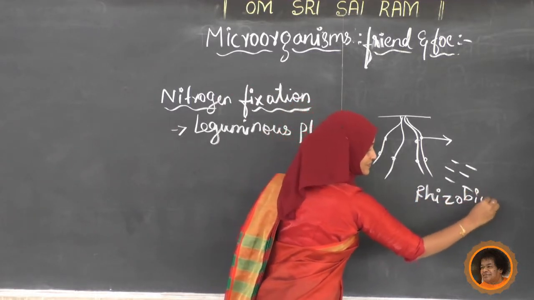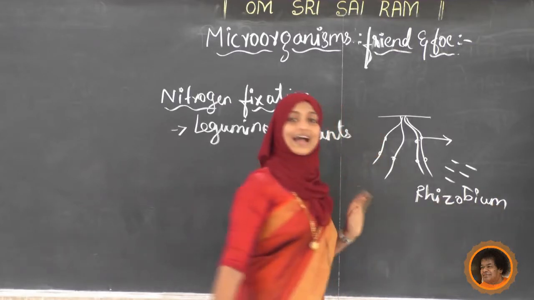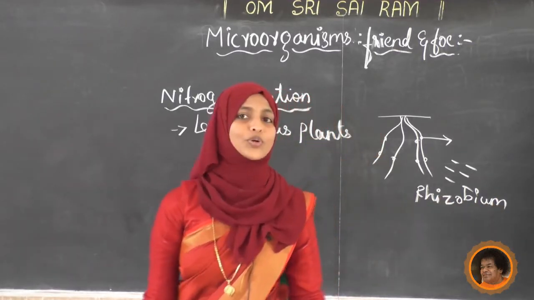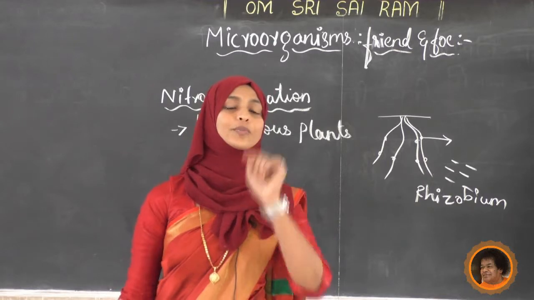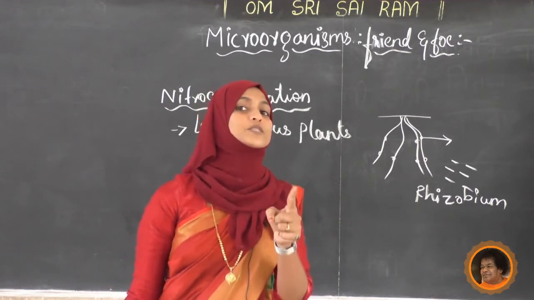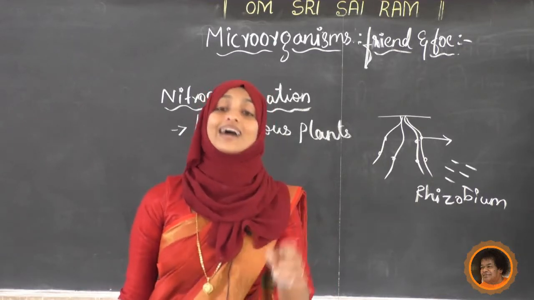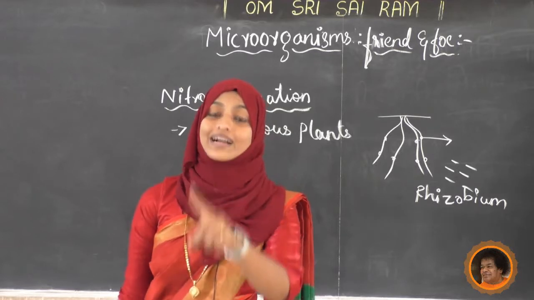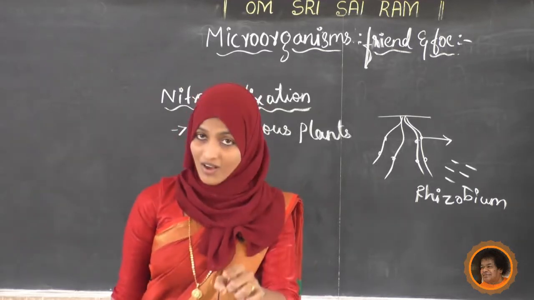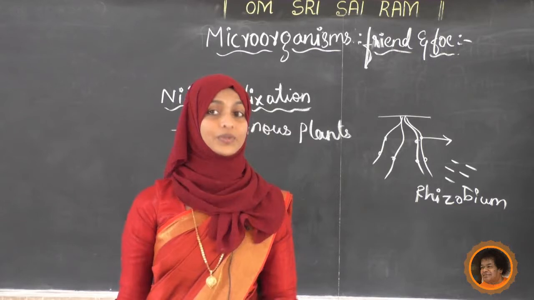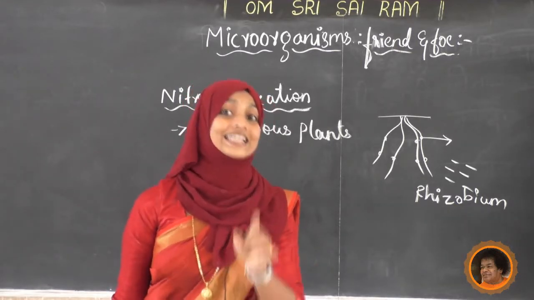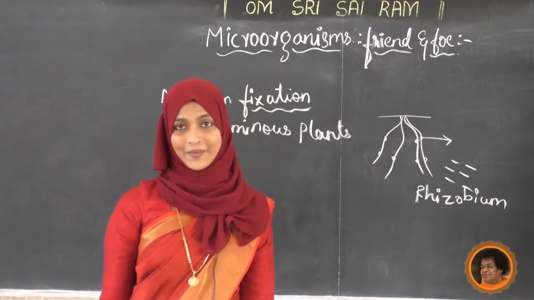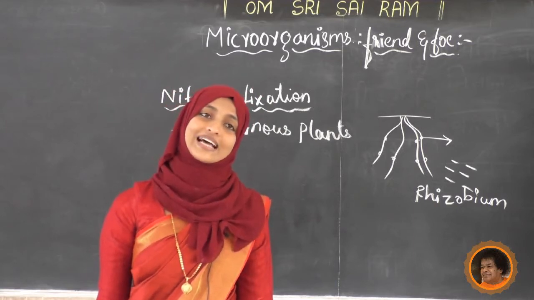These bacteria are called Rhizobium. Where are they present? In leguminous plants. Leguminous plants can fix nitrogen because they have root nodules. In the root nodules we can see the Rhizobium bacteria. Can you give an example?